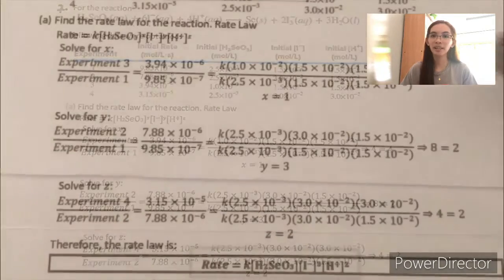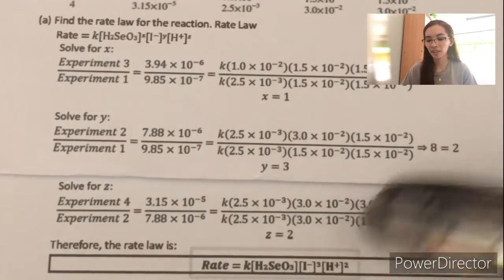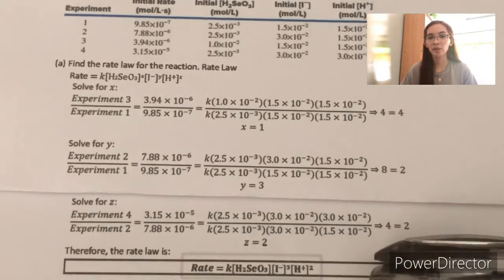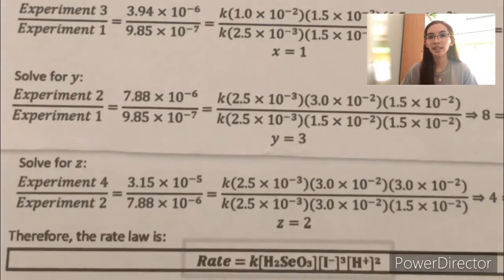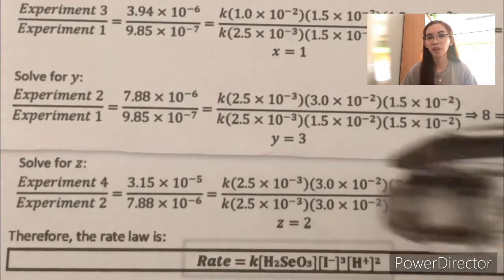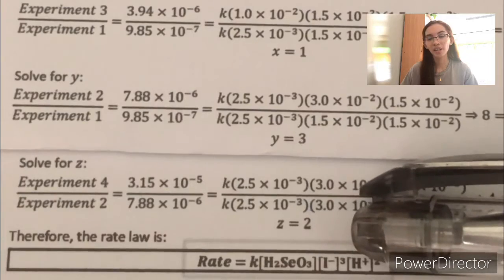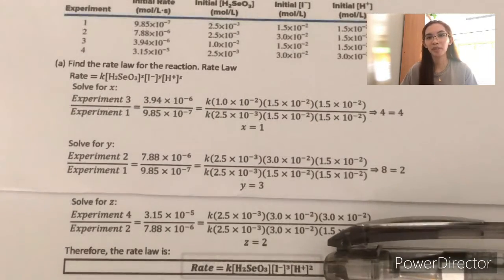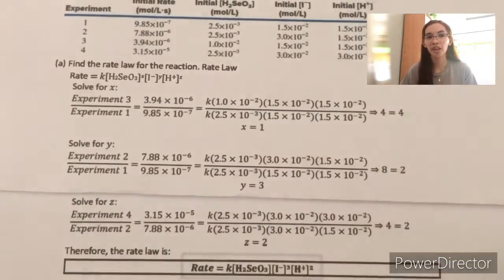Since we already have x, y, and z, the rate law for the reaction is rate equals constant, selenious acid, iodide raised to the power of 3, hydrogen raised to the power of 2. So that will be the rate law for the reaction.